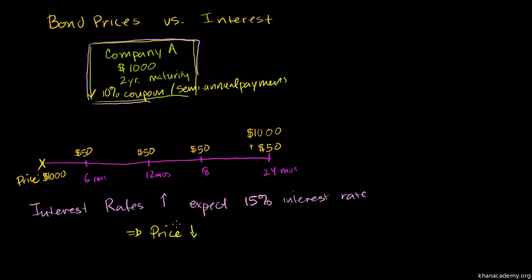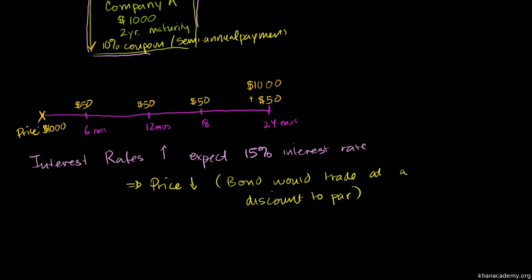Or you could essentially say that the bond would trade at a discount to par. Now, let's say the opposite happens. Let's say that interest rates go down. Let's say that we're in a situation where interest rates go down. So now for this type of risk, like Company A, people expect 5%.